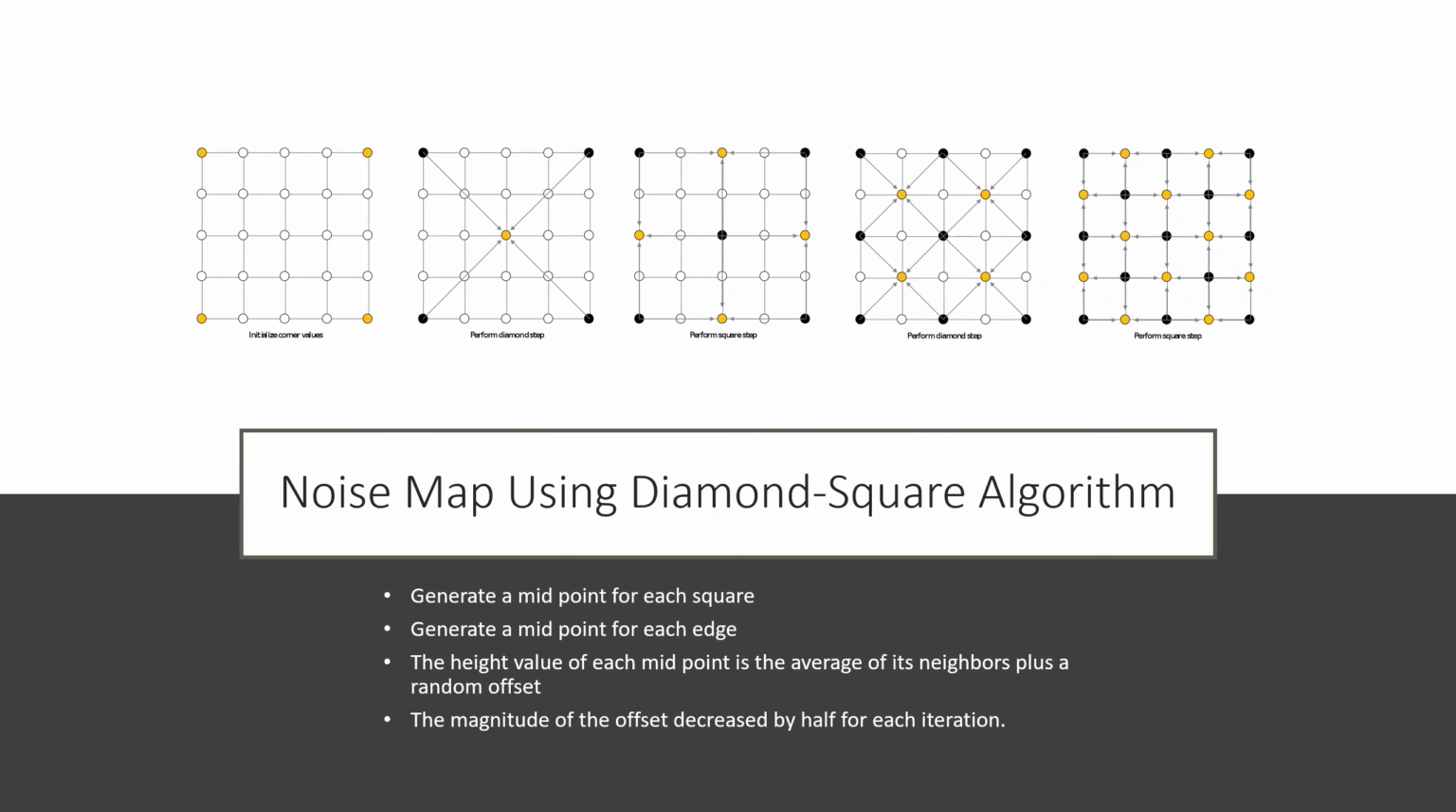First, let's look at noise map generation. In this process, I use diamond square algorithm to generate fractal noise. First, we need to generate a midpoint in a square, and then generate a midpoint for each edge. The height value of each midpoint is the average of its neighbors plus a random offset. The magnitude of the offset decreased by half for each iteration, and we need to do this recursively.